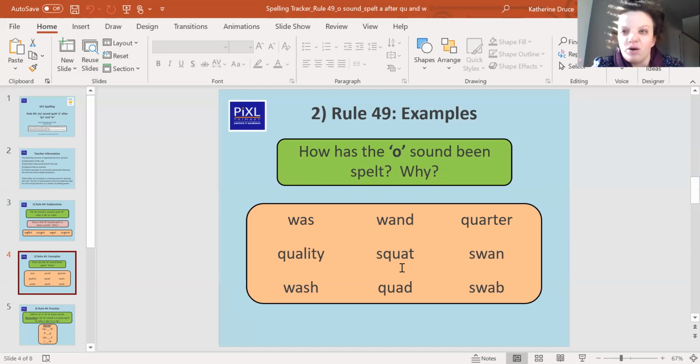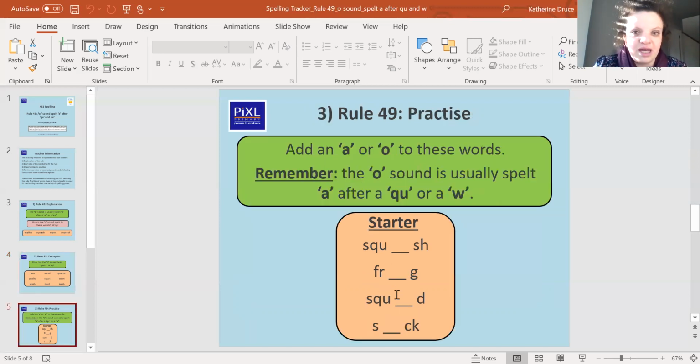A swan is a big white bird that you quite often see travelling around. And Miss Critchley once tried to feed a swan, it didn't go well, they can be quite aggressive. Wash, we know what we do in the shower. Quad means four, so we know quadrilateral means a four-sided shape, but quad can also mean four babies born together, a quad bike, four wheels, things like that. And swab, when you take something out of your mouth, take a swab, a little sample of something. Okay, so that's what those words mean.